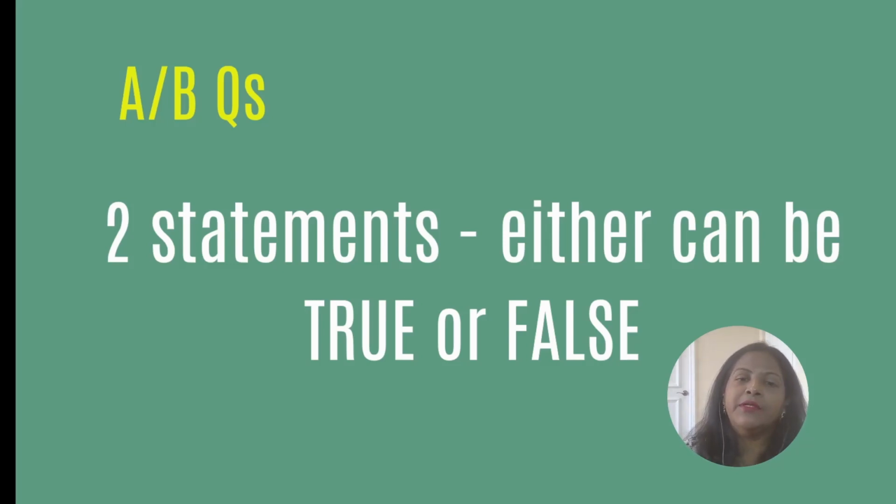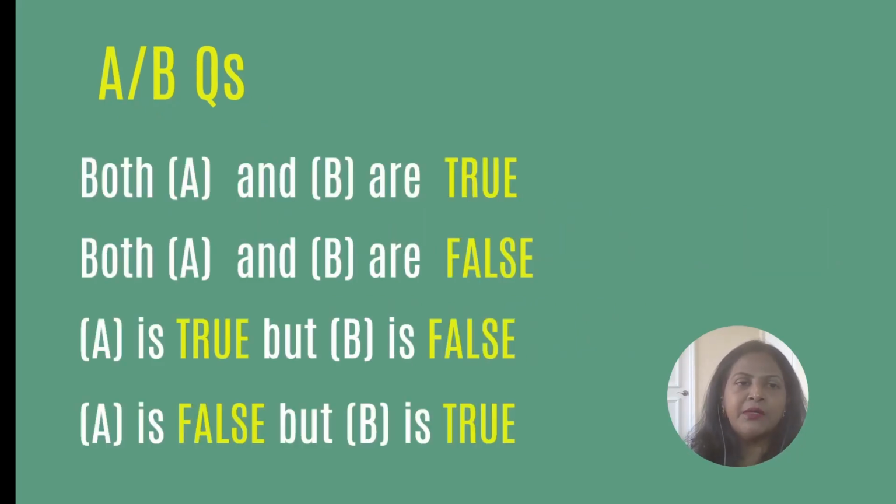Both can either be true or false. Statement A can be true, and they need not be related at all. So statement A can be true, statement B can be true, or both can be false. So the options are: both A and B are true, both A and B are false, A is true and B is false, A is false and B is true. Those are the only four possible options. Since these two statements don't need to be related to each other, you just have to know whether each of these statements is true. So this makes the question a little bit harder.